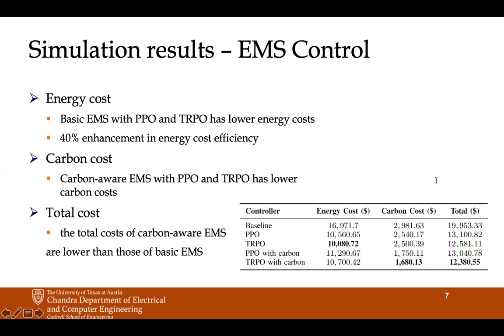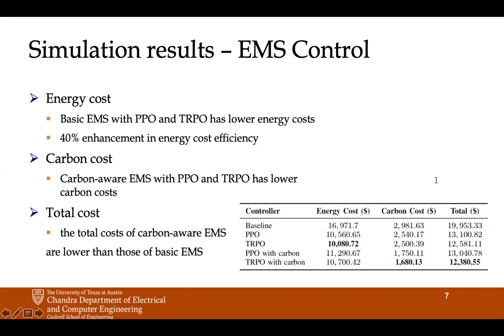We also compare the control results of basic and carbon-aware EMS and the baseline model. For the baseline model, optimization-based control algorithms cannot be considered as a baseline in power system area, since solving optimization problems at each time step is not a practical way for large-scale systems. Thus, we set the baseline model that only utilizes the PV generators.